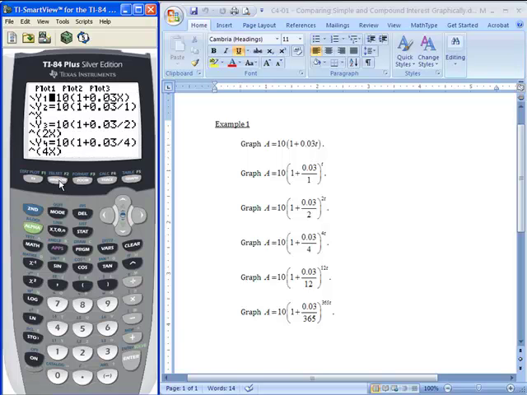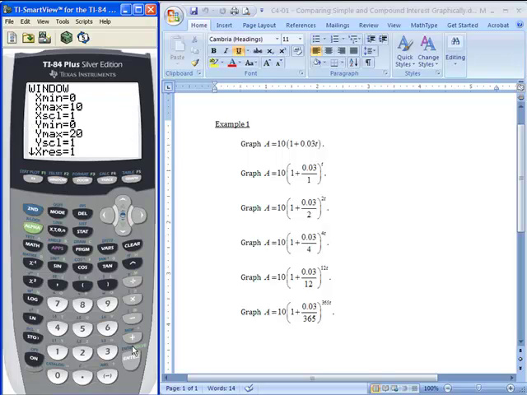I'm also going to go into the window, and I'm going to change, as I said before, Y min to 10 and Y max to just 15. I'm going to narrow that window a little bit to try to see the differences a little bit more powerfully. All right, so we'll press graph now.